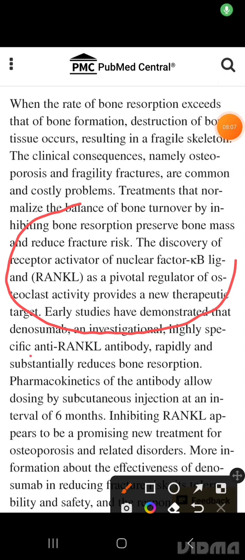After menopause in females, bone resorption will happen. That is the destruction of bone tissues will happen. This RANKL is a new target that we are finding for new drug development.